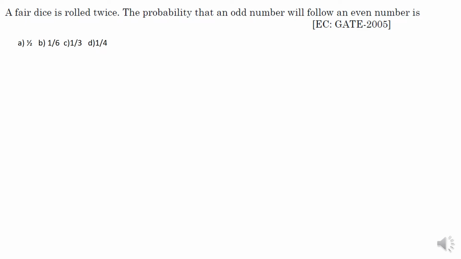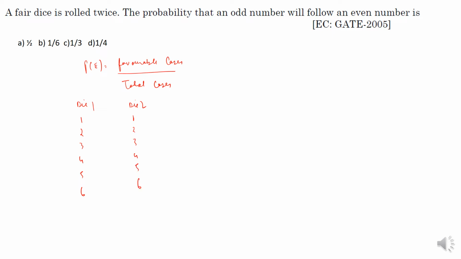Now question number 1: a fair die is rolled twice. The probability that an odd number will follow an even number is. Now, probability of an event E is described as favorable cases by total cases. Suppose a die, what are the outcomes? 1, 2, 3, 4, 5, 6. Suppose die 1, we have thrown another die, die 2, what are the outcomes? 1, 2, 3, 4, 5, 6.